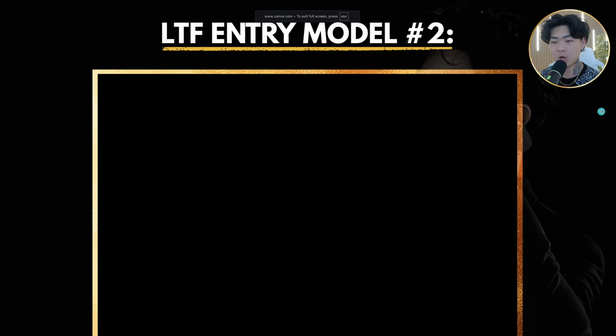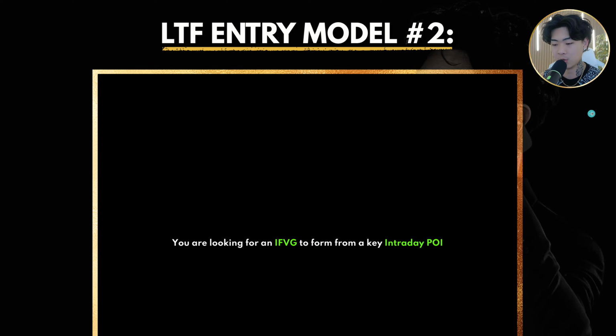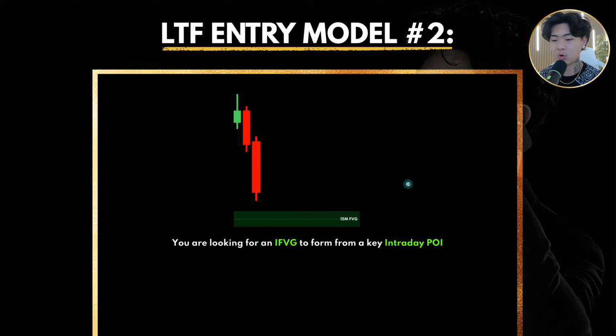And next, we're going to go into our second entry model, entry number 2, which is the IFEG. So you're looking for an IFEG to form from a key intraday point of interest, same intraday analysis process, same higher time frame analysis process. So now you're waiting for that intraday point of interest that you've identified to get traded to. So similar with the 2022 model, you're just waiting for it to get traded into.